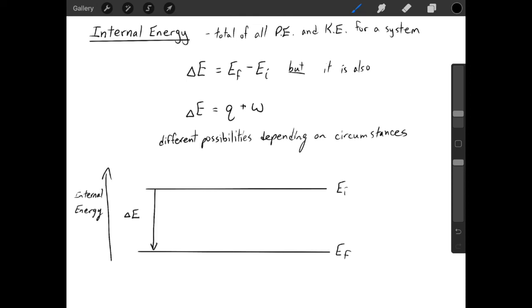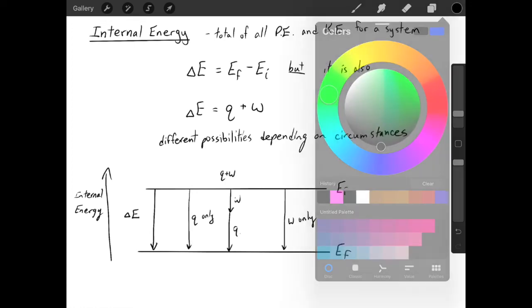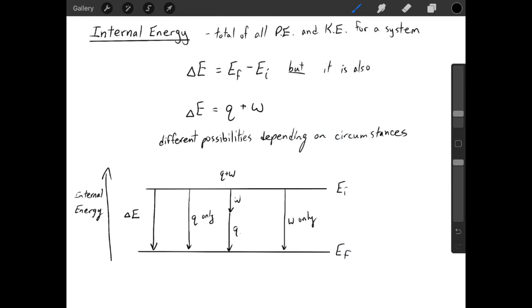I'm going to give you those three different examples now, where the process involves a change from an initial energy condition to a new final energy condition. So you can see that three different types of energy transfer are possible. Heat only, heat and work, work only. And all three possibilities can give you a delta E of the same magnitude.